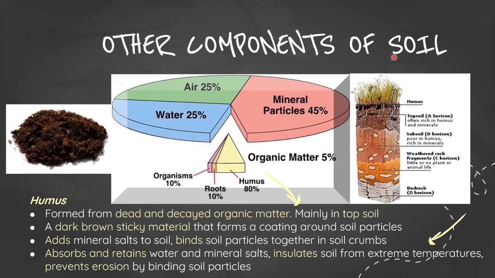Other components of soil include humus, which is formed from dead and decayed organic matter. It's mainly in the topsoil, as you can see in this diagram. It adds mineral salts to the soil, binds the soil particles together into soil crumbs, and absorbs and retains water and mineral salts. It insulates the soil from extreme temperatures, and it prevents erosion by binding soil particles. So remember, a soil with good crumb structure has a good drainage system. It's well aerated, it's workable, and this is due to it having fairly large air spaces between the crumbs.